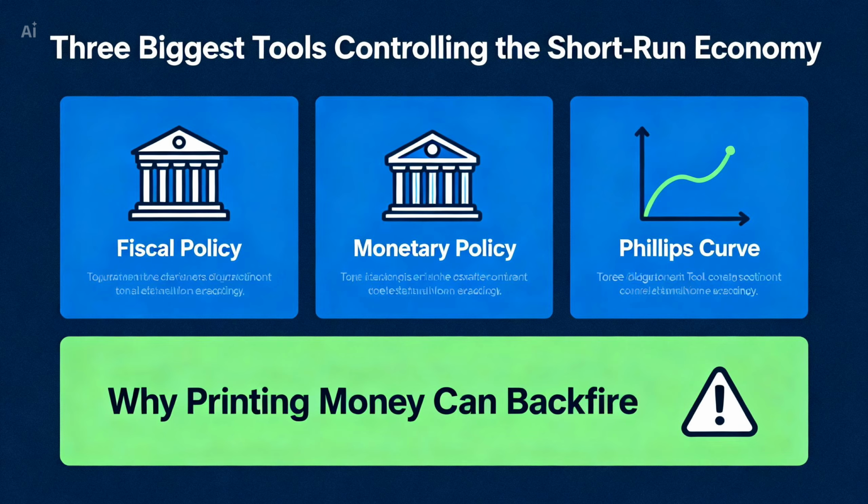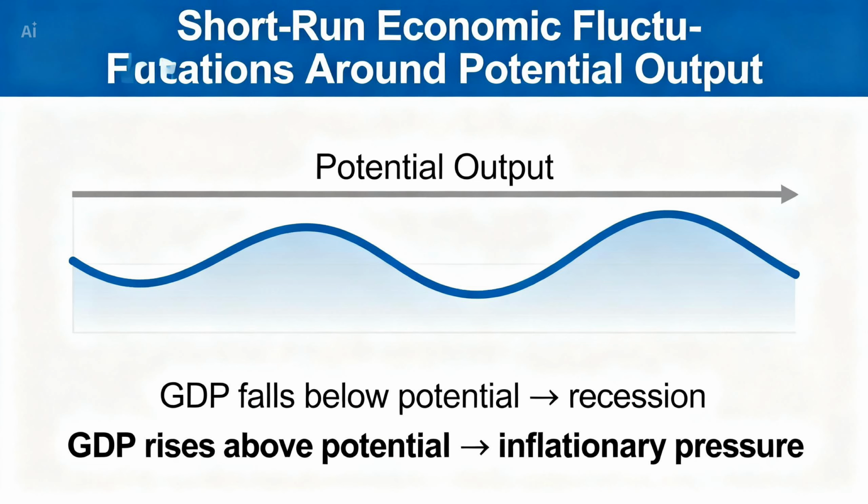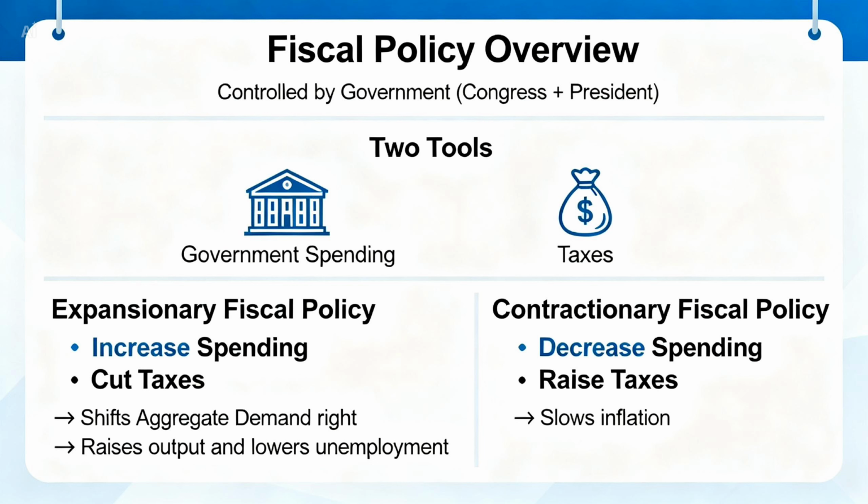Let's make finance easy. In the short run, the economy fluctuates around potential output. When the GDP falls below potential output, recession happens. But when the GDP rises above it, then inflationary pressure. So, how do the policymakers respond to this? First is the fiscal policy, which is controlled by the government, the Congress, and the president. Two tools: government spending and taxes.